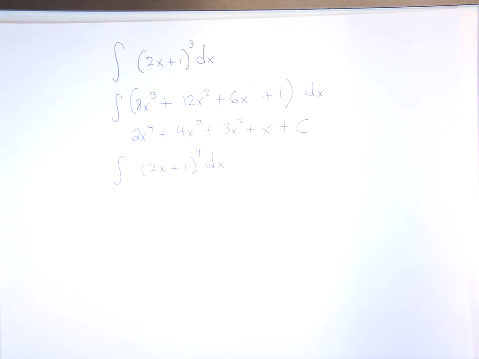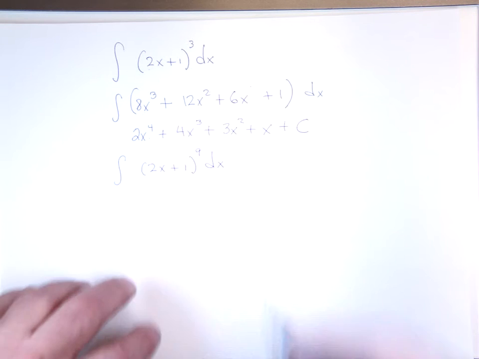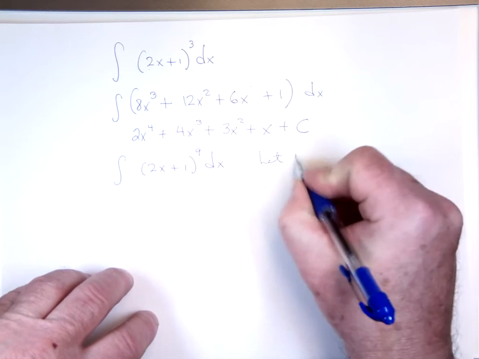So we need something else. No, what we'll need is a substitution. What we're going to do is change this integral by changing the variable. We're going to do this. We're going to let some variable u equal 2x plus 1.